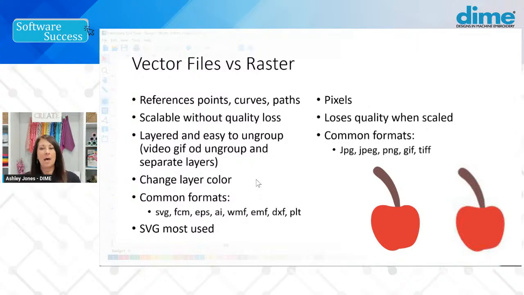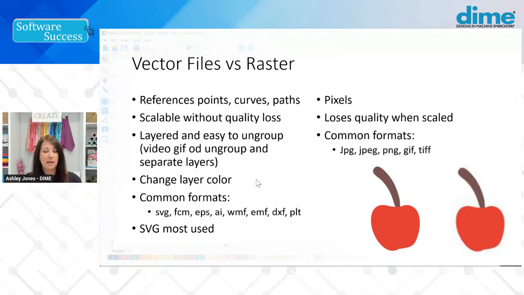Now, when we resize a vector file, it doesn't lose its quality, but when we resize a raster file, it's going to lose its quality and get grainy and make it a little bit more difficult to digitize. You've got to trace those straight edges, and if they're pixelated, then it takes a little more effort, but it's still doable. So vector files are easily changed into embroidery, and they're usually layered, and you can select those different colors easily.